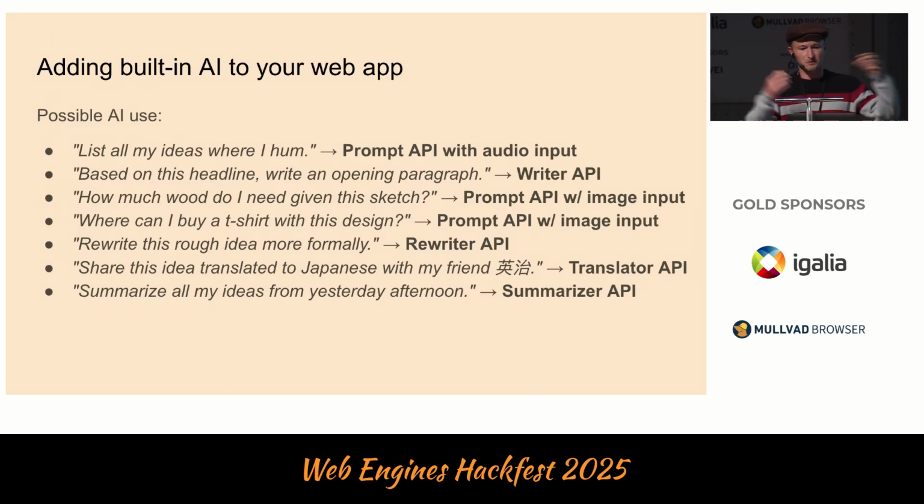And going back to the application that I just sketched before. If you have something like "list all my ideas where I hum," this would be a task that could be addressed with the prompt API with audio input. So the prompt would be, well, list all my ideas where I hum. And then the input would be your recorded ideas, the actual recordings, like a WAV file or MP3 file or something, that you would then feed into the API, and it would come back with only the ones where you hum. So it would have an understanding of what humming is.